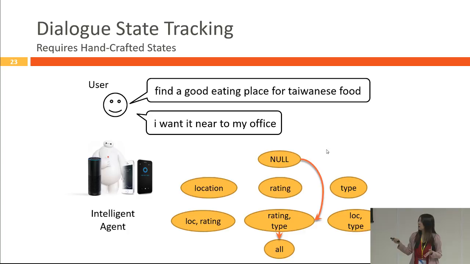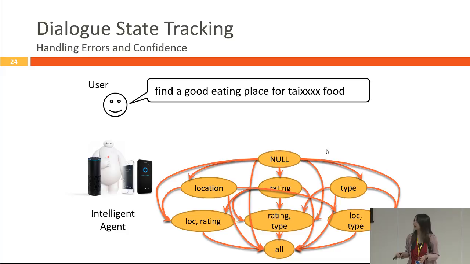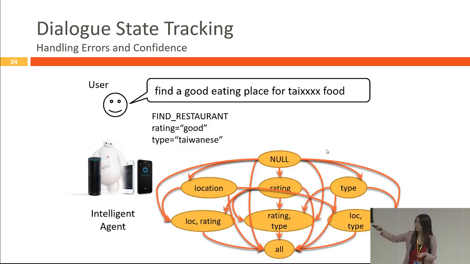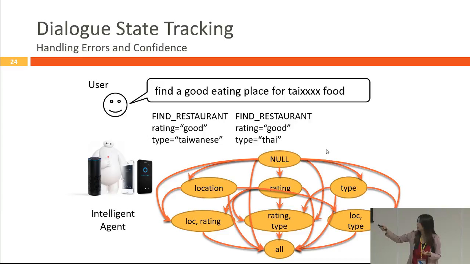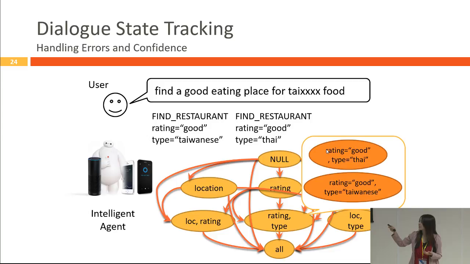Why? For example, for the first sentence, "find a good eating place for Thai food," it's very fast, so we can have misrecognition or some misunderstanding. This is the correct semantics we want. However, we can get this one, like type is equal to Thai food. If we have this information, we still think the user is in this dialogue state, right? But it's difficult to decide between this state or this state. If we choose the incorrect one, then the returned restaurant may not satisfy the user's constraints.